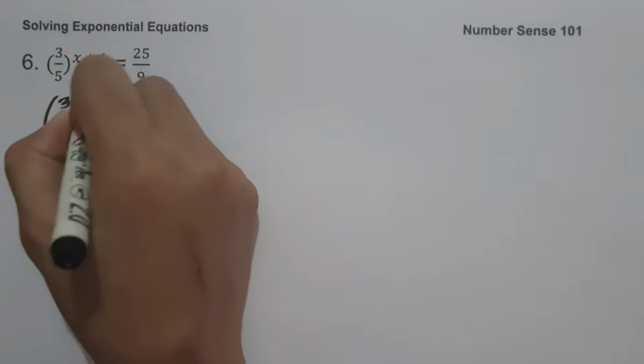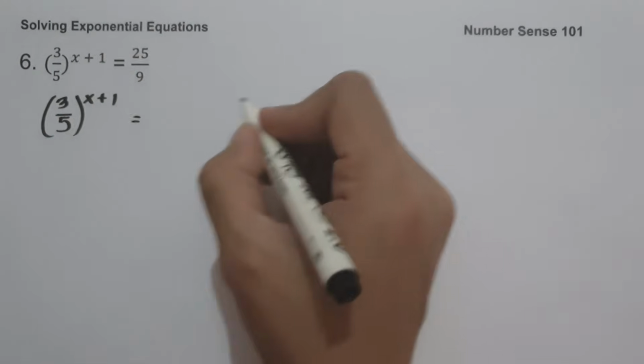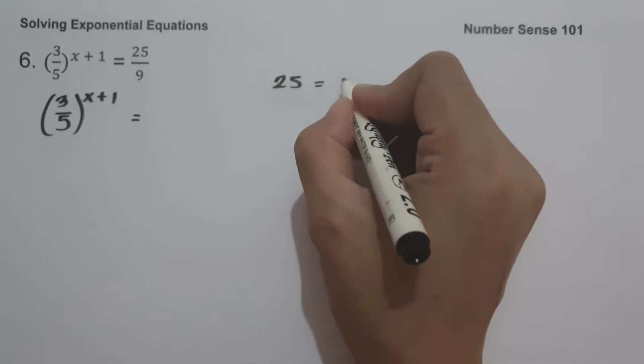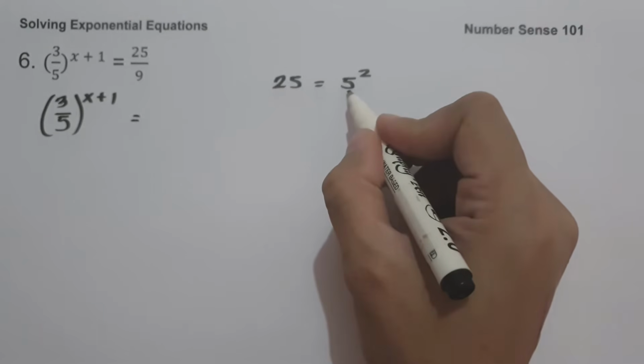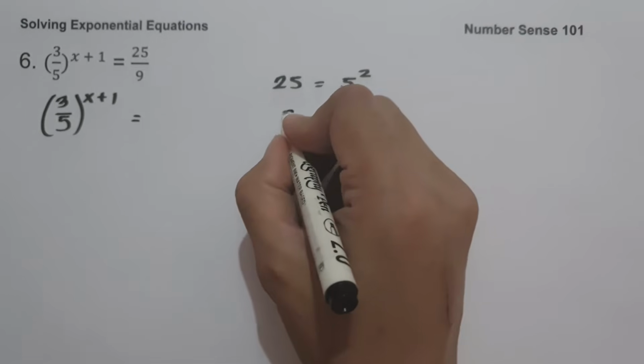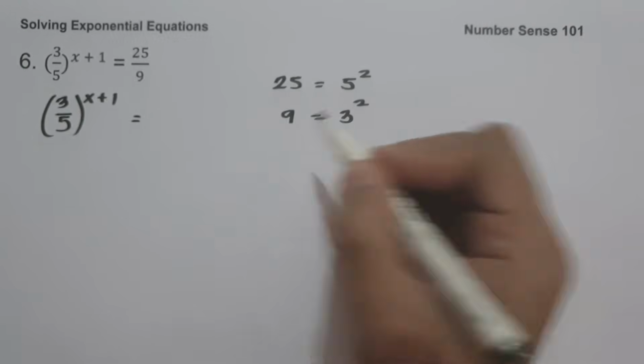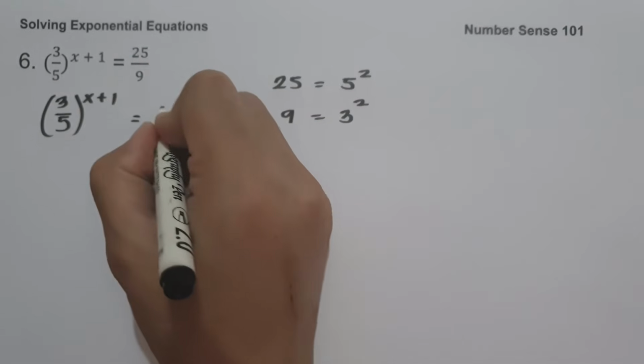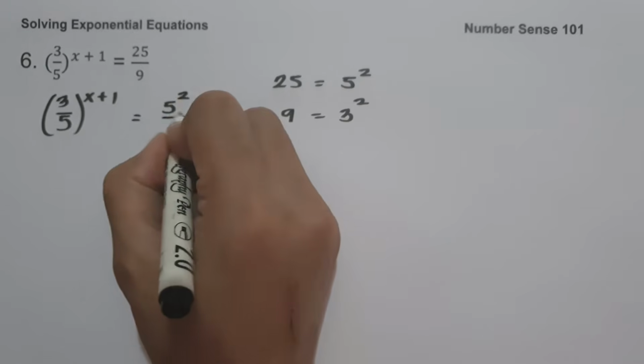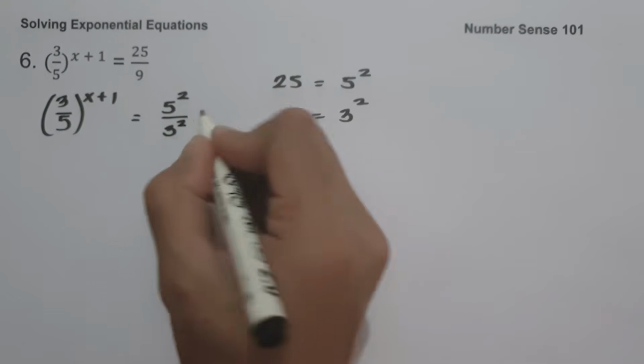On example number 6, we have 3 over 5 raised to x plus 1 equals 25 over 9. So to simplify this one, let us write 3 over 5 raised to x plus 1, and let us write 25 as 5 squared, because 5 multiplied to itself is 25, and 9 as 3 squared, that is 3 multiplied to itself, that is 9. So let us have 25, that is 5 squared, and 9, that is 3 squared.